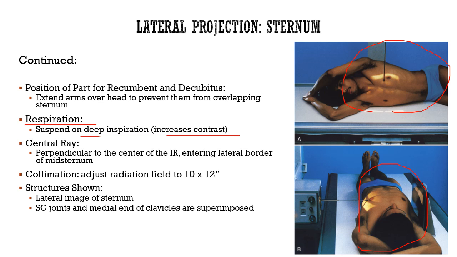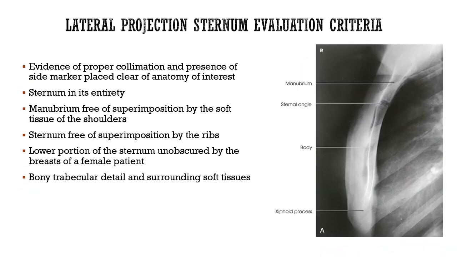We want the central ray to be centered perpendicular to the center of the image receptor, entering the lateral border of the mid-sternum. Collimation should be adjusted to 10 by 12, and we're looking at a lateral image of the sternum. The SC joints and medial ends of the clavicles are superimposed. And so this is a lateral projection of the sternum. We want to include all the area of the manubrium down to the xiphoid process on the image, so the sternum in its entirety, and the sternum should be free of superimposition by the ribs.